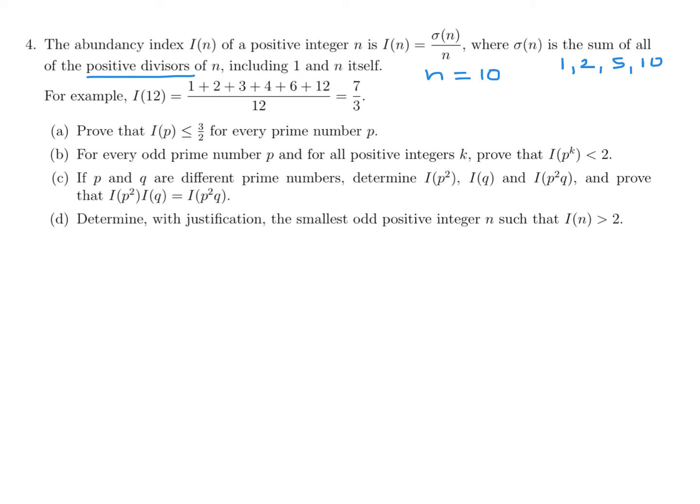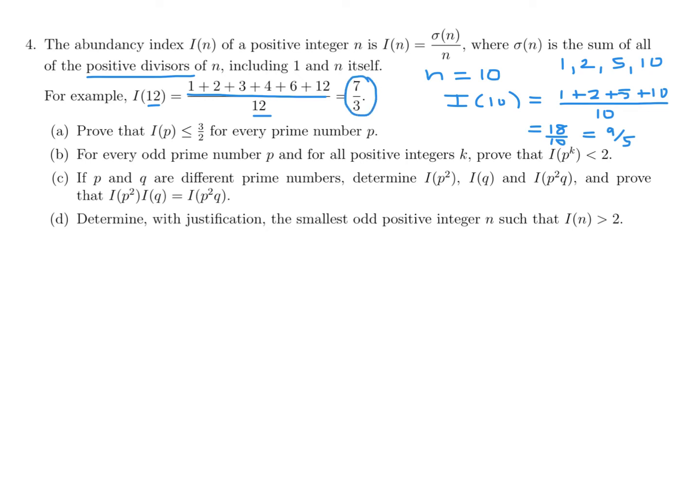So, by definition, this I of n, in this case I of 10, would be the sum of those, so 1 plus 2 plus 5 plus 10, all over n, which is 10. So in this case, this looks like 18 over 10, which in lowest terms is 9 over 5. And that's essentially what they did with 12. First, they listed the positive divisors. They put it over 12, added it all up, and reduced it to lowest terms to get 7 over 3.